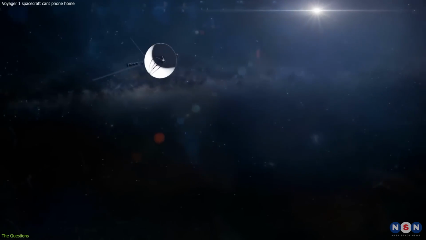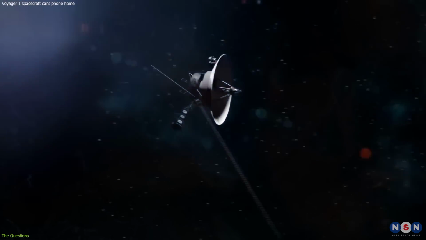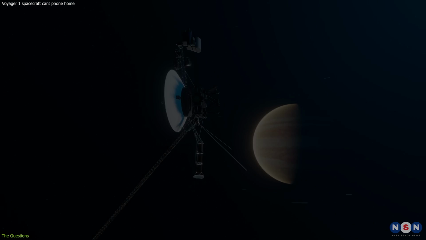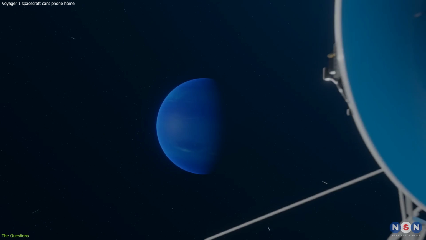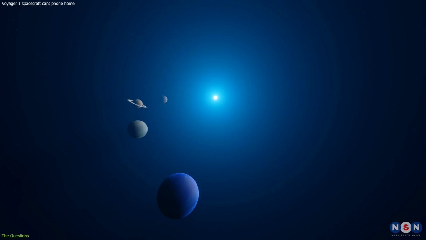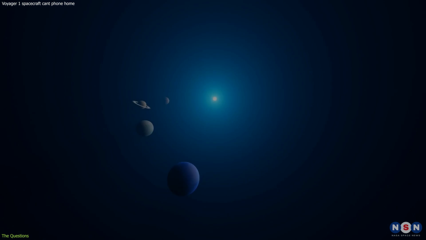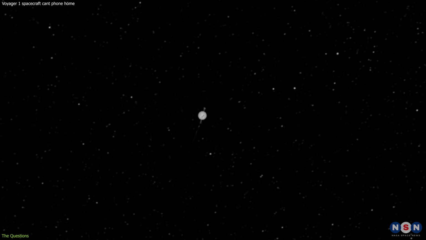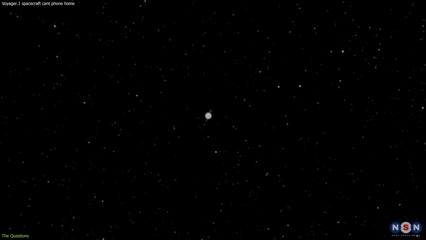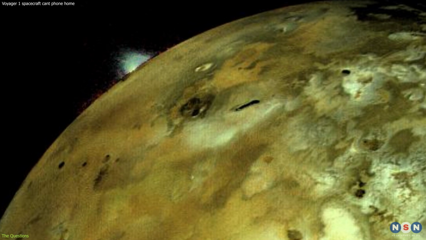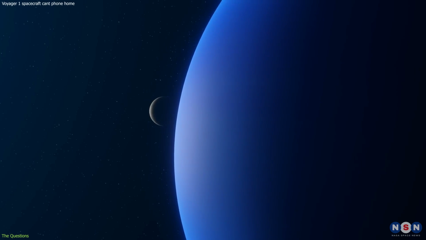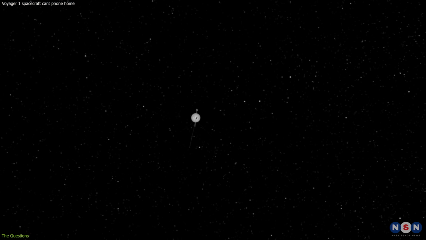This spacecraft has also exceeded its original mission duration and objectives, which were to explore Jupiter and Saturn. It has gone on to explore Uranus, Neptune, and beyond, and has become the first human-made object to enter interstellar space. It has also provided valuable scientific data and discoveries, such as the volcanoes of Io, the rings of Saturn, the magnetic fields of Uranus and Neptune, and the interstellar medium.